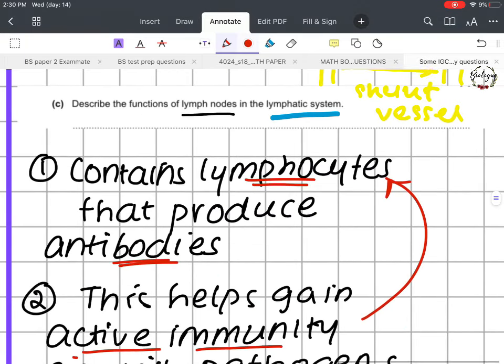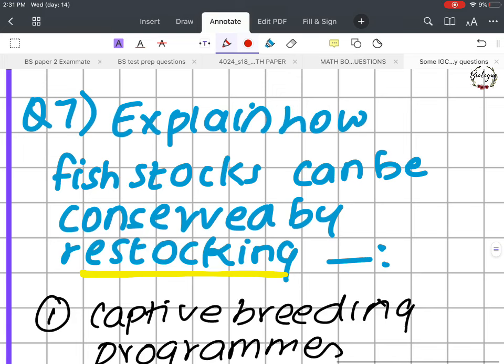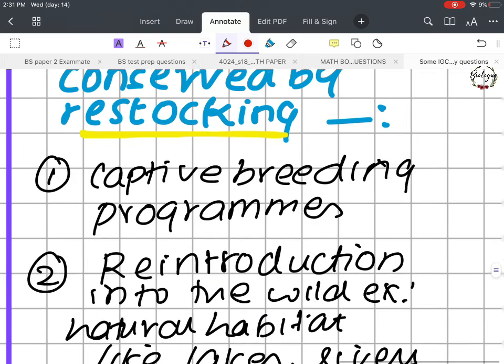So yeah, this is a pretty small question, but usually there are lots of questions that revolve around the idea of lymphatic vessel, lymph node, lacteals, so you should know the entire lymphatic system well. Next, explain how fish stocks can be conserved by restocking.